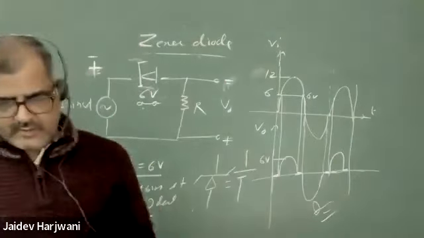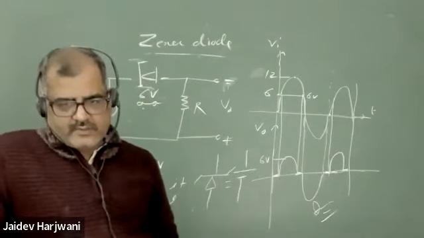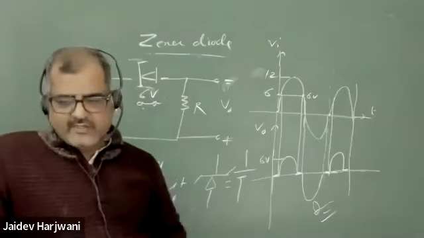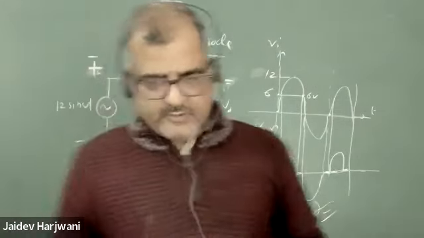So in forward bias it behaves as a normal diode, right? Yes. This time they are saying it is an ideal diode, so there is no voltage drop.